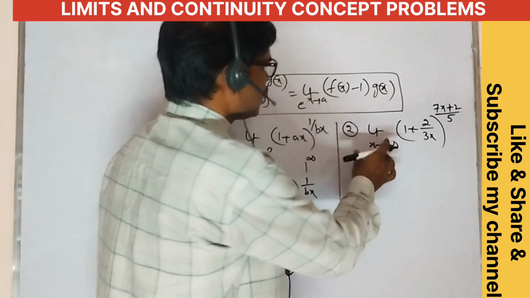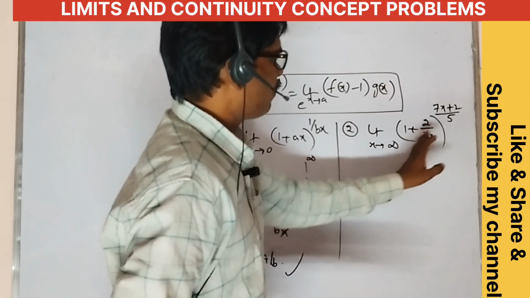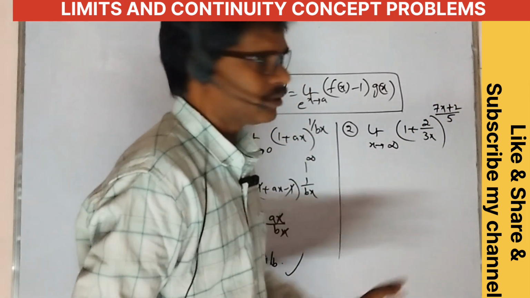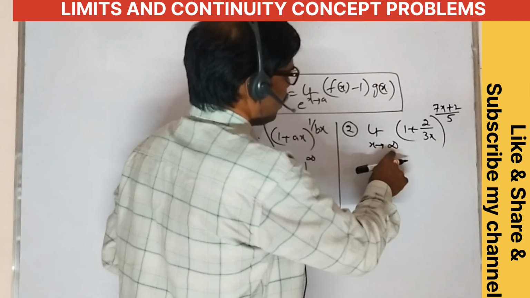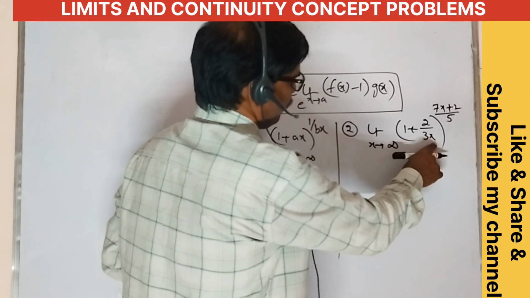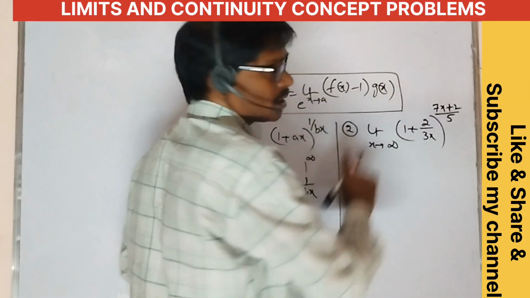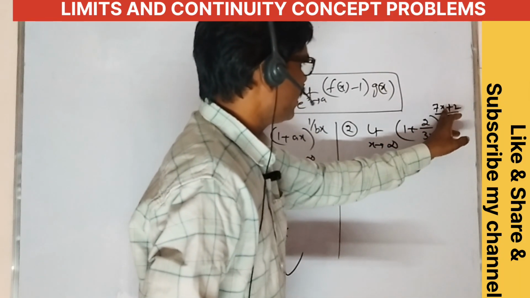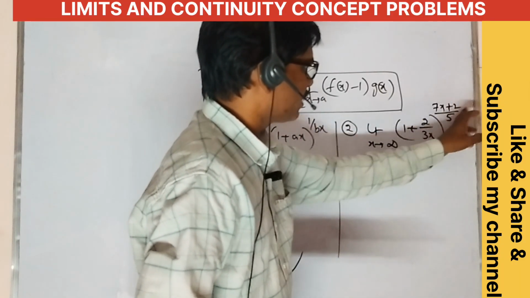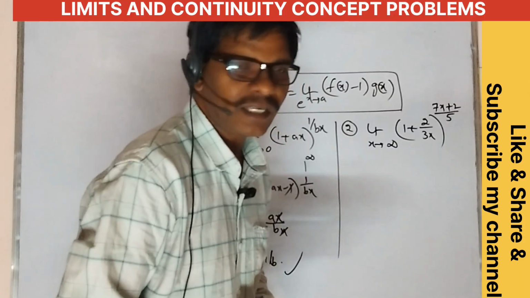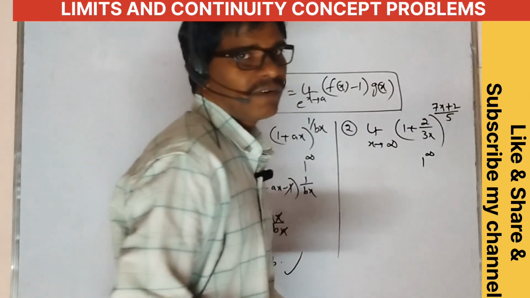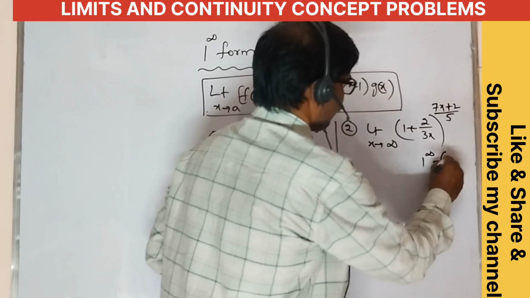Next, one more question: limit x tends to infinity of (1 plus 2 by 3x) power (7x plus 2 by 5). Here, as x tends to infinity, 2 by 3x tends to 0, so the base is 1, and the exponent 7x plus 2 by 5 also tends to infinity. This is the 1 power infinity form.